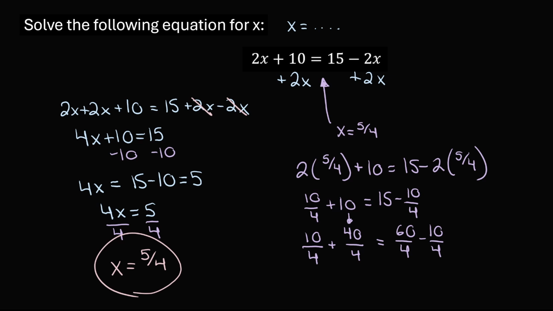Now, since they have common denominators, we're going to add them together on the left side, where we get 50 divided by 4 is equal to 60 minus 10, which is just 50 divided by 4. So this x term was actually correct. It's true for the equation above. If you plug your x back into the equation above and you don't get the same thing on both sides, or if you don't get a true statement, then you actually did something wrong when you solved for x. So always check yourself, especially on exams.